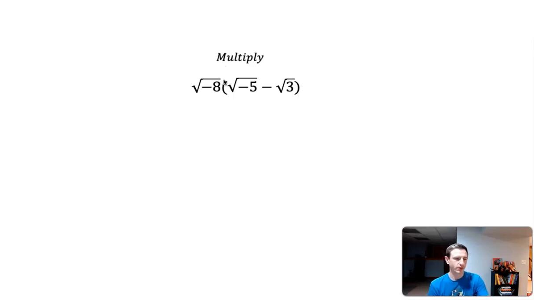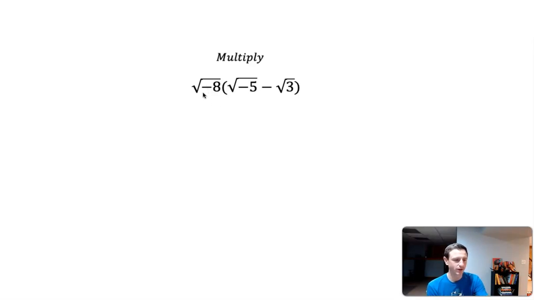Here we want to multiply the square root of -8 times the square root of -5 minus the square root of 3. We have a lot happening here with these radicals. First, before we do anything, I would rather just clean up these negatives inside the radical. I'd rather clean up this 8. I could simplify that down a little bit, simplifying radicals.